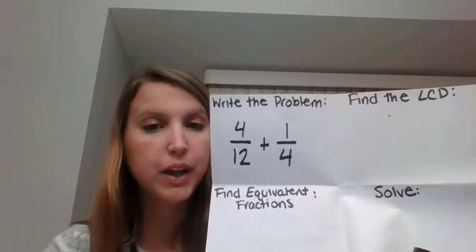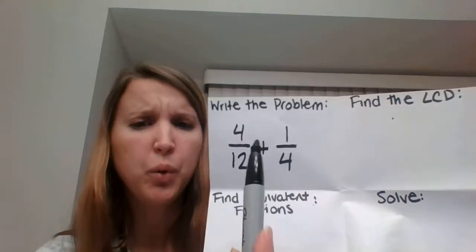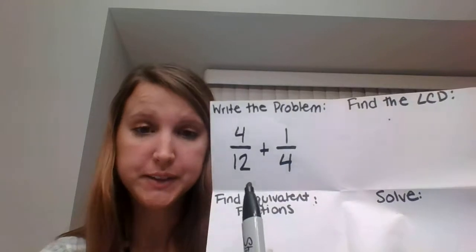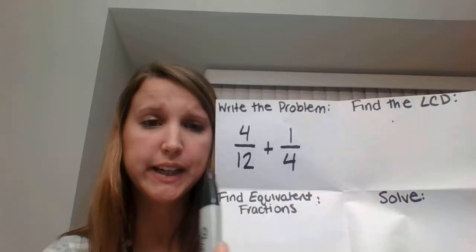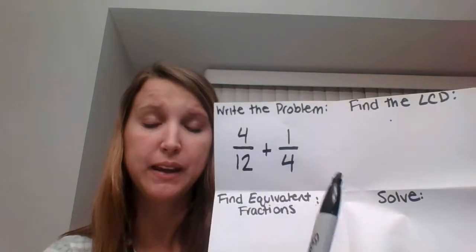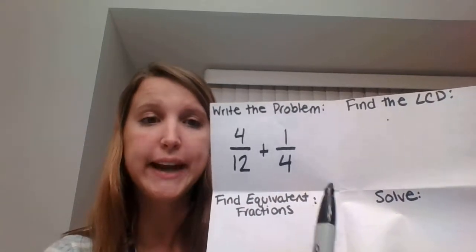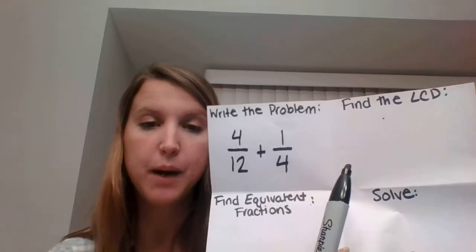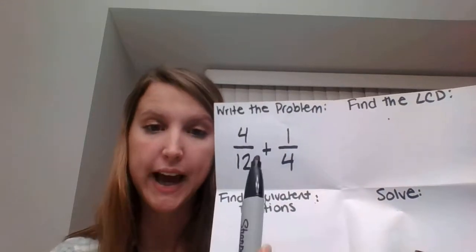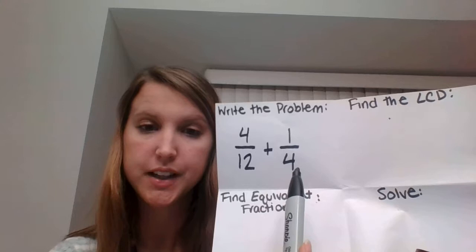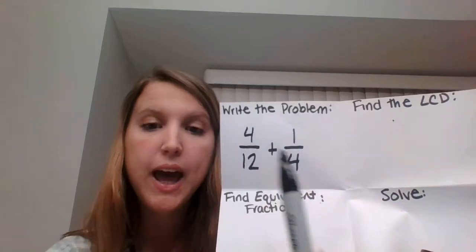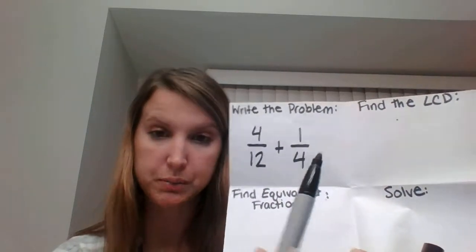All right, so now we're getting ready to solve our problem. We notice that our denominators are different, and because they're different, we need to find a way to have our denominators be common. The way to do that is to find what we call the least common denominator. And we do that by taking our denominators, 4 and 12, and finding the least common multiple. So I'm going to go ahead and find my least common multiple of 4 and 12.